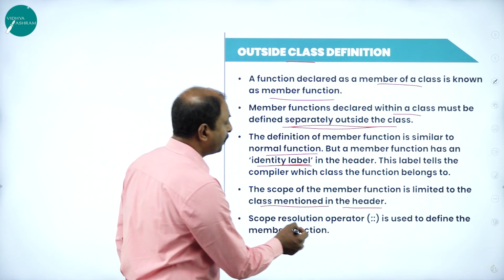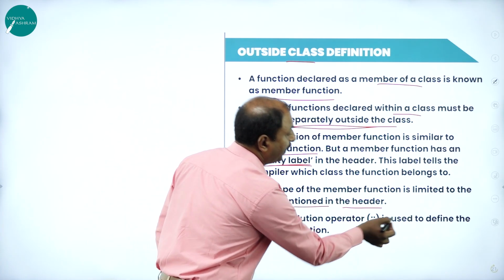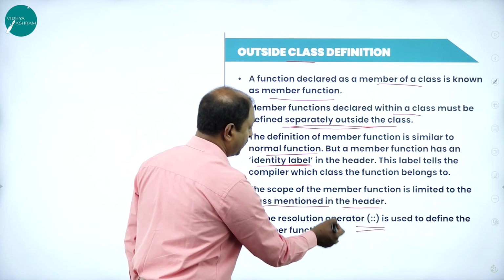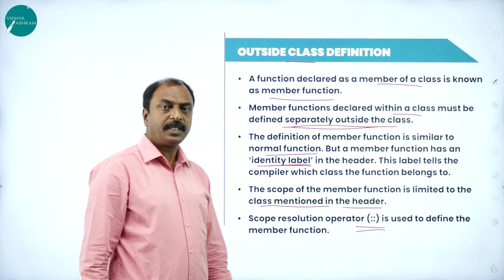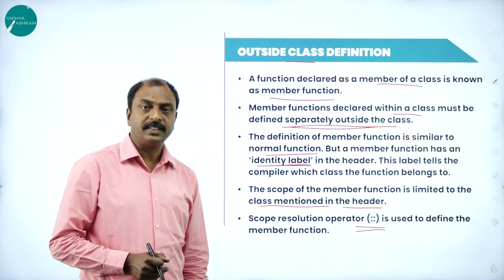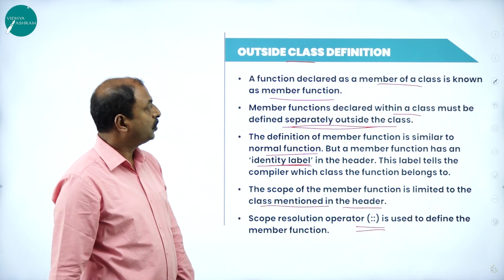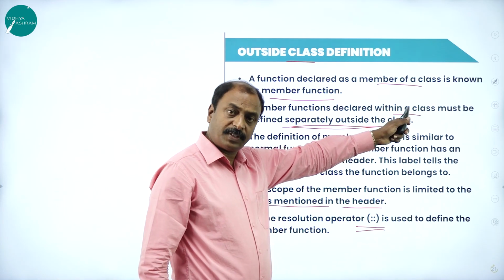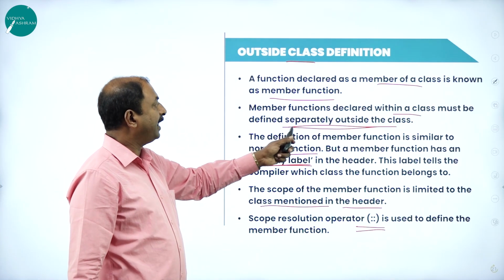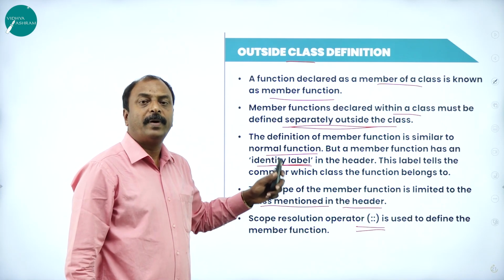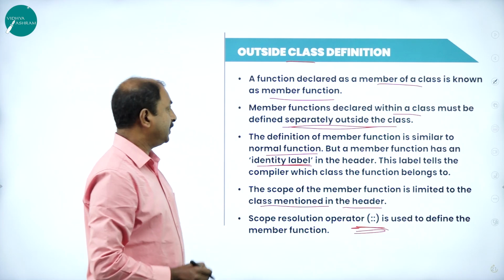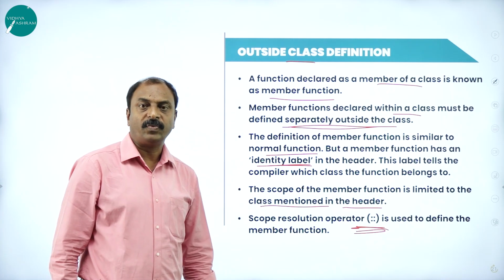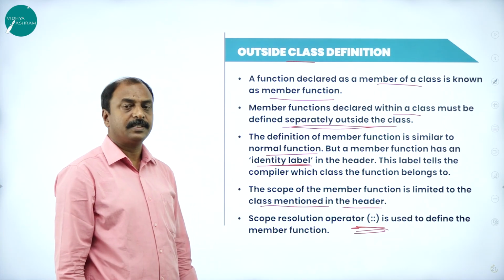The scope resolution operator is used to define the member function outside the class. So what is the concept here? It is possible to define the function even outside the class. First we have to declare the function within the class, and the definition can be written outside the class by using this scope resolution operator. So this is the concept of function definition outside the class.